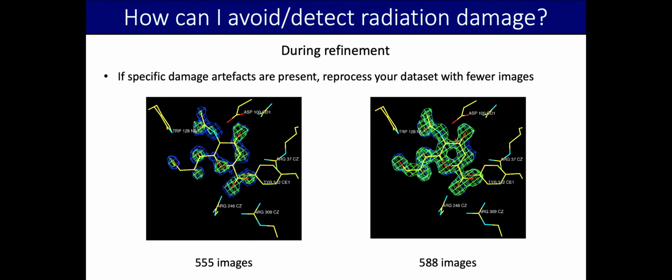Emphasize that by removing only a few images, you can actually get dramatic improvements in your electron density maps. So this should be 588 and this should be 555. You can see that by removing under 5% of your images at the end of your data set, you get a substantial improvement in the quality of the electron density around this cofactor.